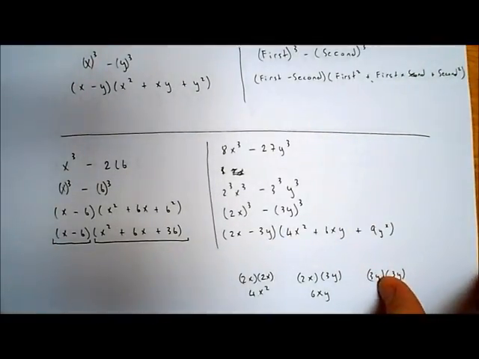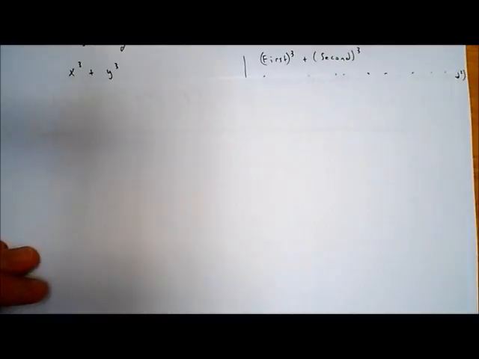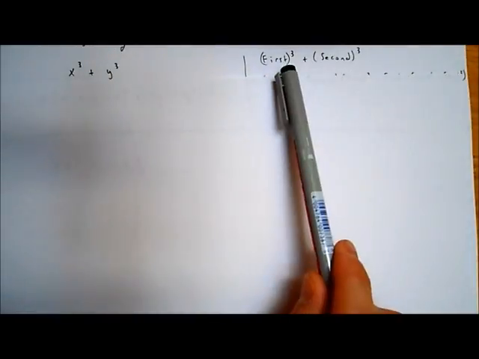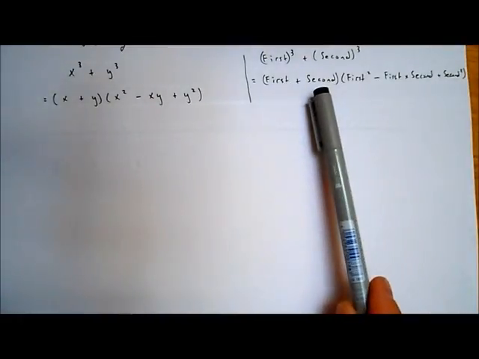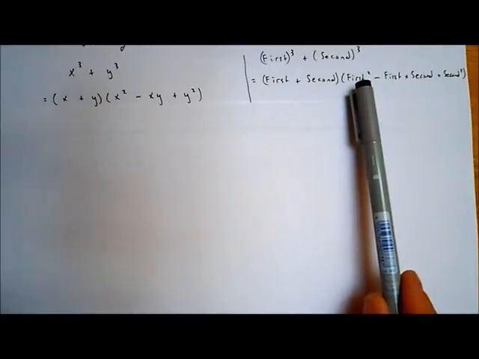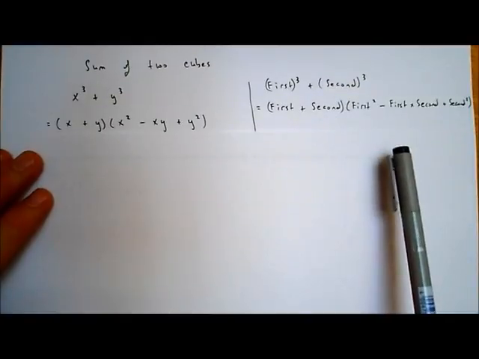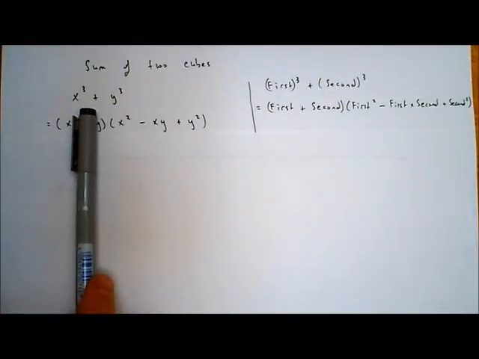So what about if we have, rather than the difference of two cubes, let's say we have the sum of two cubes. Let's have a look at this. So we've got something cubed. It's very similar, except this time it's a sum. We've got something cubed plus something else cubed. So it's like the first cubed plus the second cubed. And in order to factorize that, I just use this formula over here. It's the first plus the second multiplied by the first squared minus the first times the second, plus the second squared.